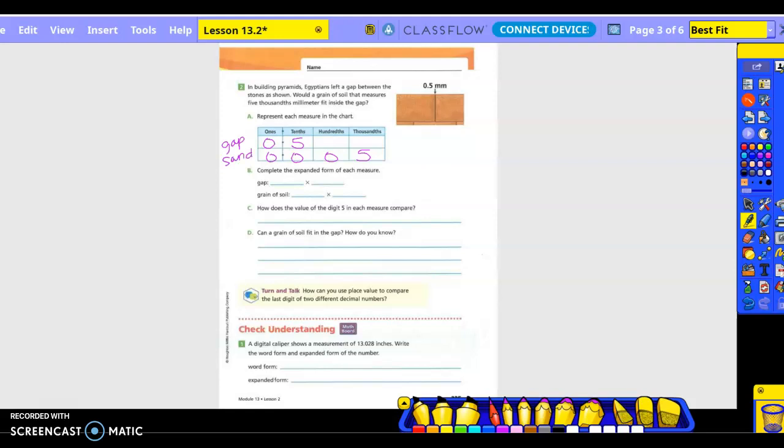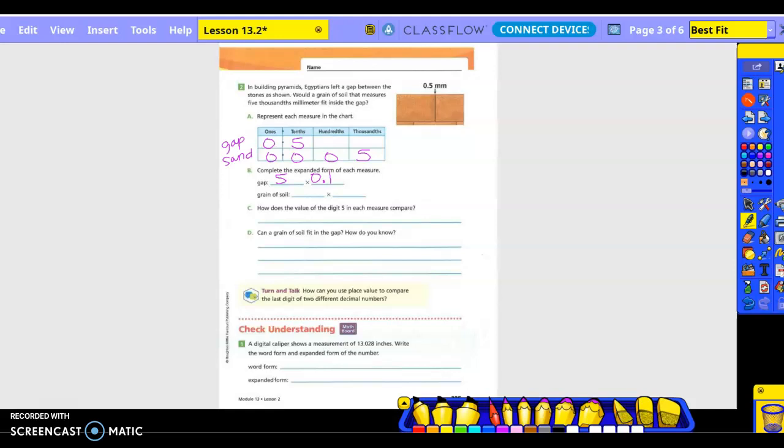Complete the expanded form of each measure. So the gap would be what? 5 times what place value is that? So we use fractions to write it, right? You can also write it with decimals, okay? So that also represents 1/10 as well, right?